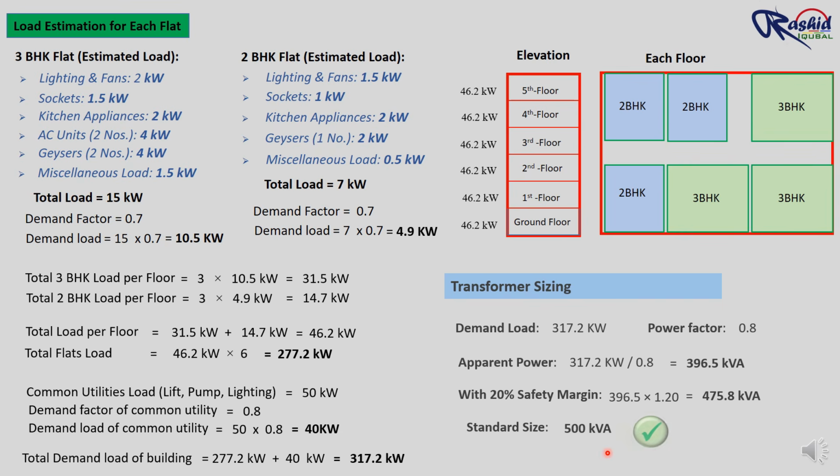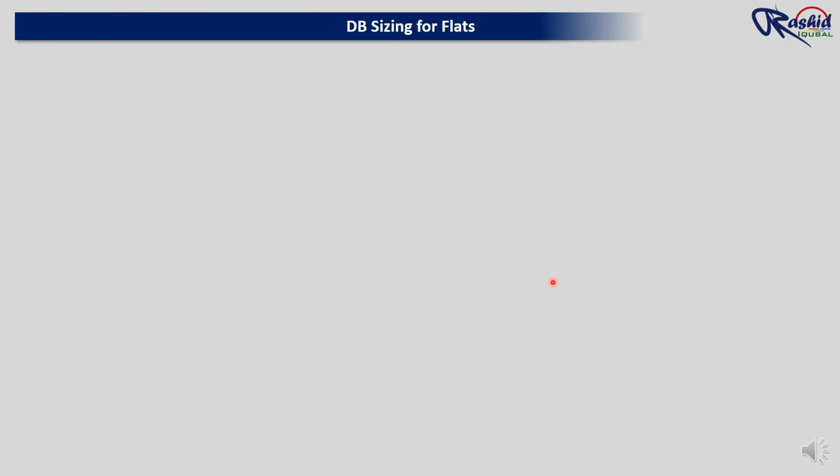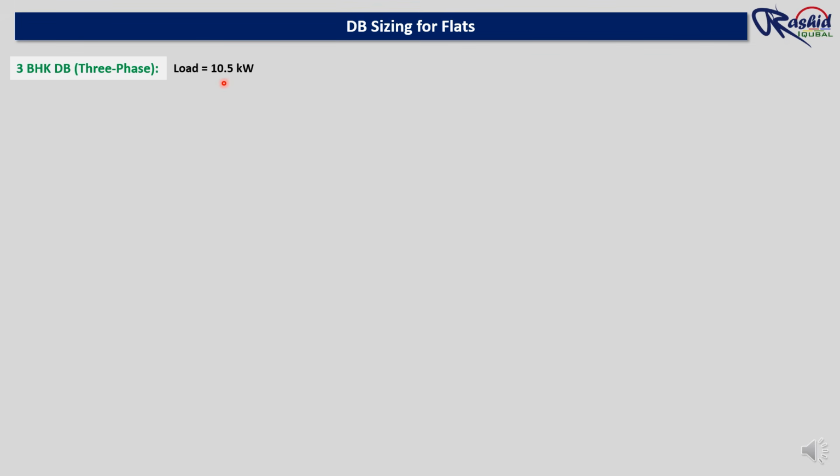Now we need to calculate distribution board, that is DB, for each flat, meaning 3 BHK and 2 BHK flat. So let me consider first the 3 BHK flat DB size. As we calculated, the total load of 3 BHK flat is 10.5 kilowatt. Since this load is greater than 7 kilowatt, we can use here a 3-phase DB. We will install a 3-phase DB because the load is more than 7 kilowatt.